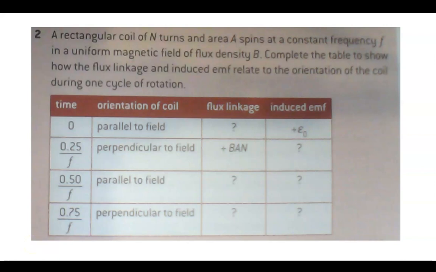A rectangular coil of n turns and an area A spins at constant frequency F in a uniform magnetic field of flux density B. Complete the table below to show how the flux linkage and the induced EMF relate to the orientation of the coil during one cycle of rotation. Alright, so here we go.